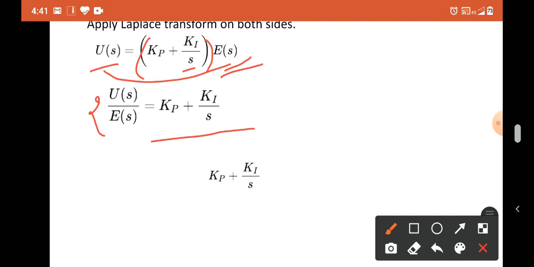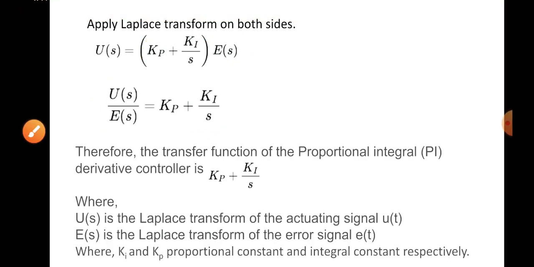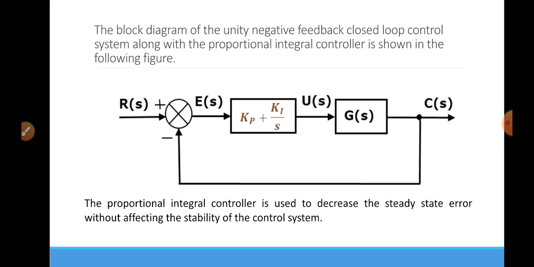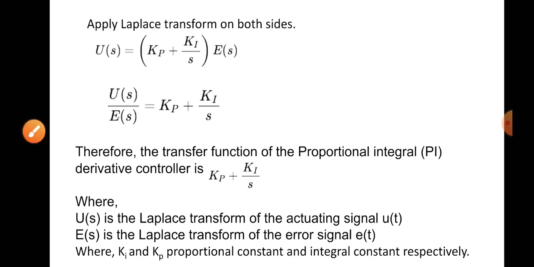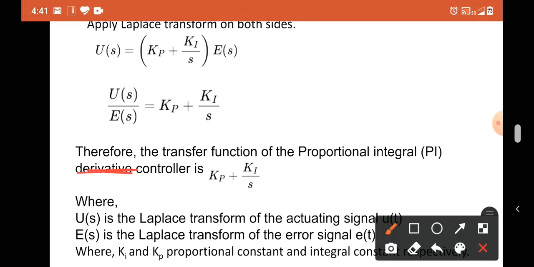Now this is nothing but the transfer function of the PI controller. It is the transfer function of the proportional integral controller, which equals kp plus ki by s. Please correct this: the transfer function of your proportional integral controller is equal to kp plus ki by s, where ki and kp are nothing but the integral and proportional constants.